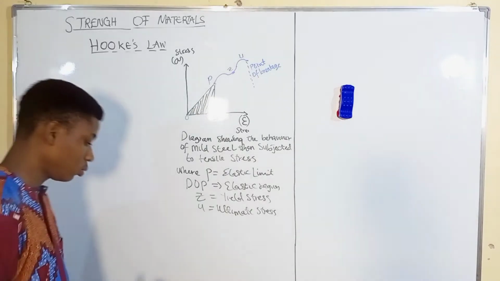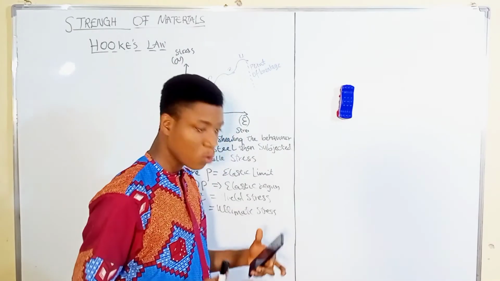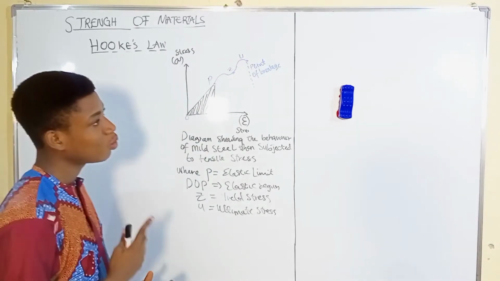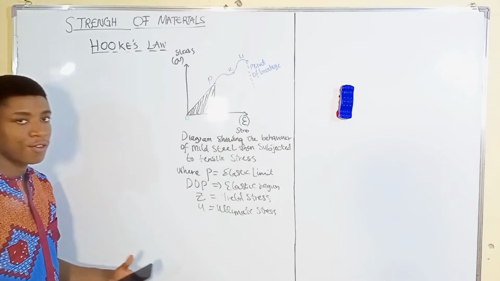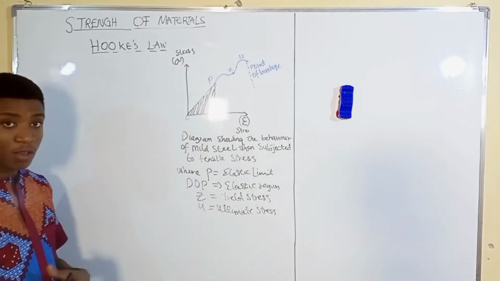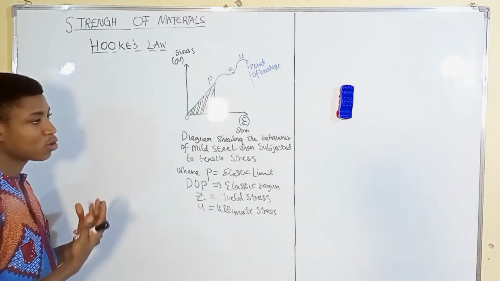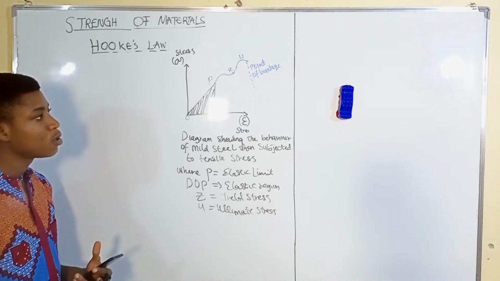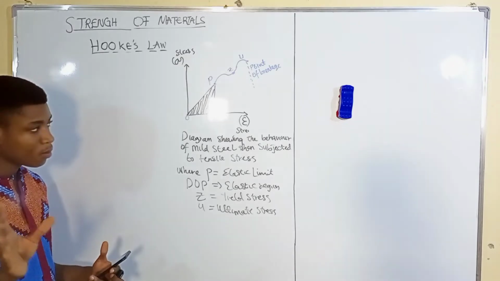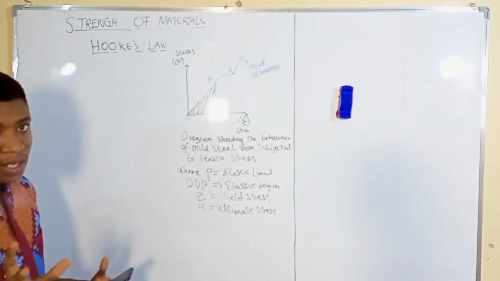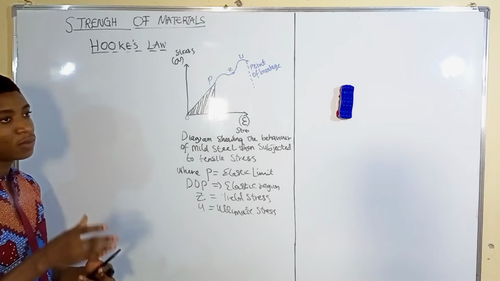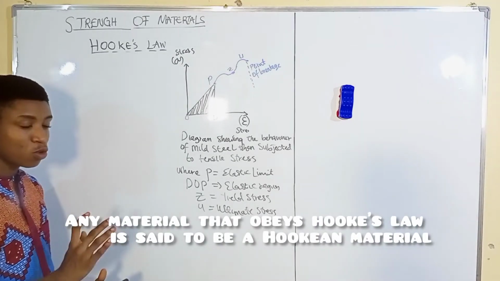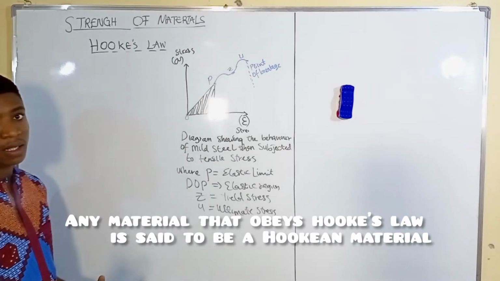Okay, so now we're going to talk about Hooke's law. This law is a very important law in engineering. Of course, you know from your tertiary and from your secondary school, you will know more about Hooke's law. But here we're going to give you more insight about what Hooke's law states. Hooke's law is for materials that obey elasticity. Any material that obeys Hooke's law is known to be a Hookean material.